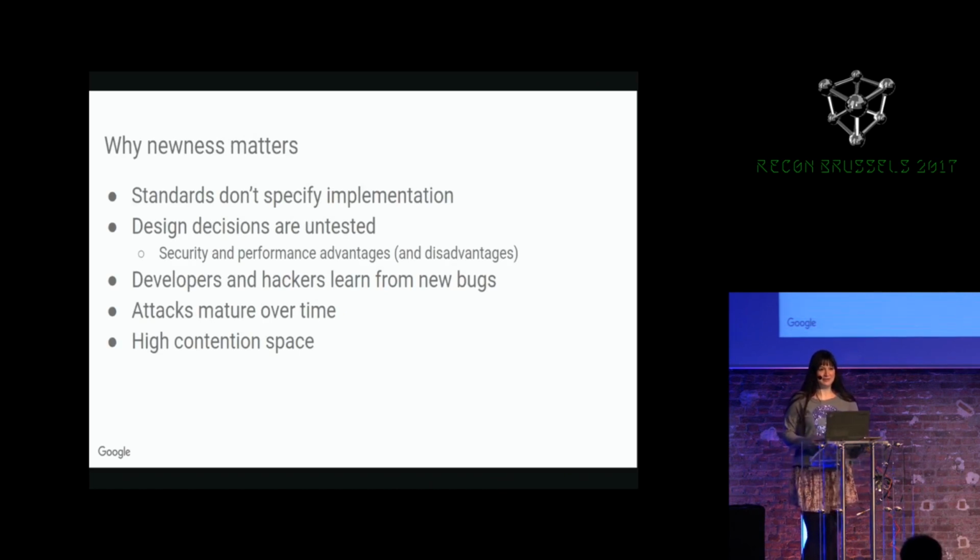Something you realize quite quickly when you look at JavaScript engines is that the standard does not specify implementation. They say what the script needs to do, but not so much how to implement it. So when you're creating a new ECMAScript engine, developers need to make design decisions, and the design decisions are somewhat untested. And sometimes there's trade-offs. There's things like security versus performance, how many checks do you put in. But sometimes there's other reasons things get done, ease of development, that sort of thing.